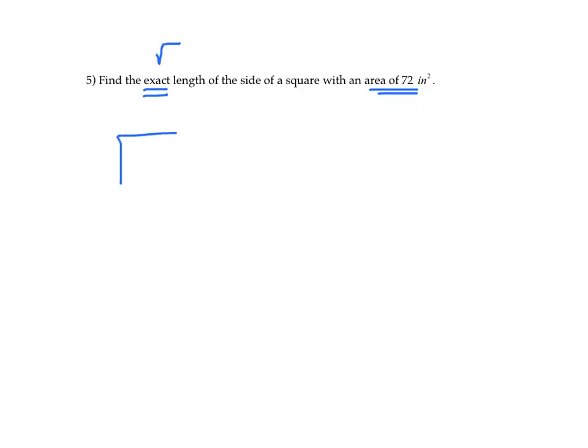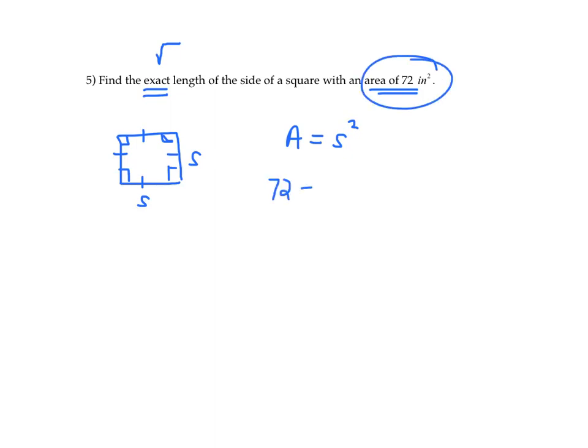So we have a square, and in a square we do have 4 right angles. All 4 sides are congruent, and we don't know the length of each side of the square. We do know the area, however. So the area formula for a square is area equals sides squared. We do know that the area is 72 square inches, so put 72 in for the area. And then we have to solve for s.